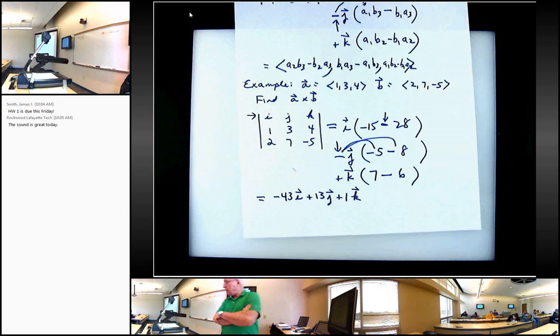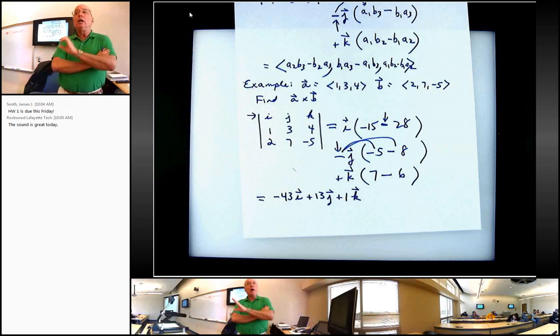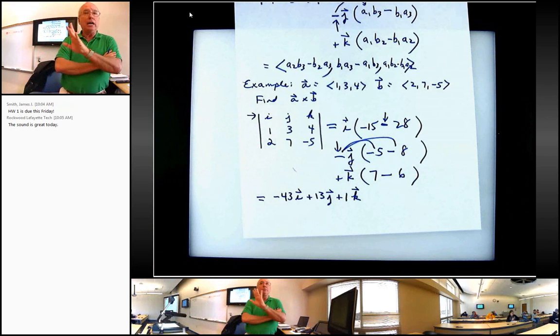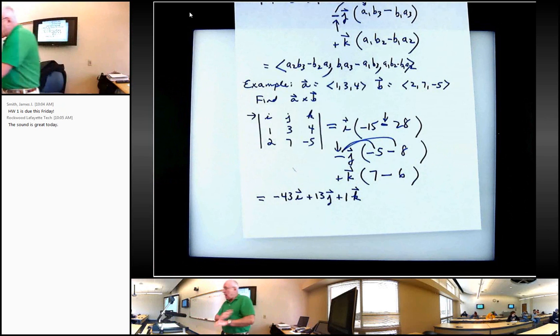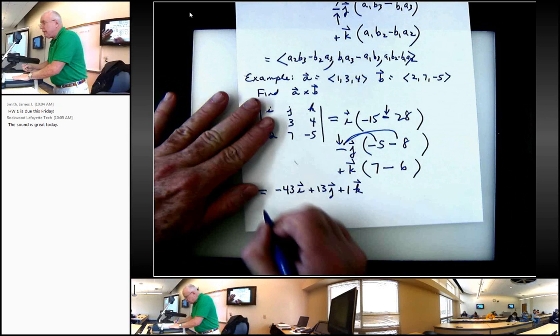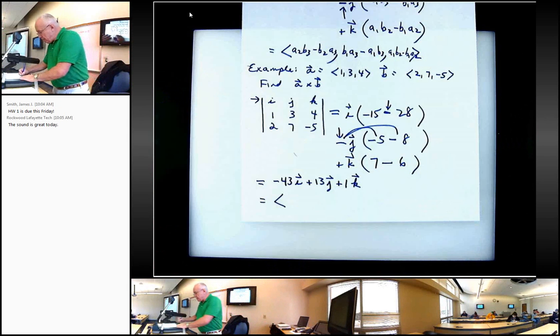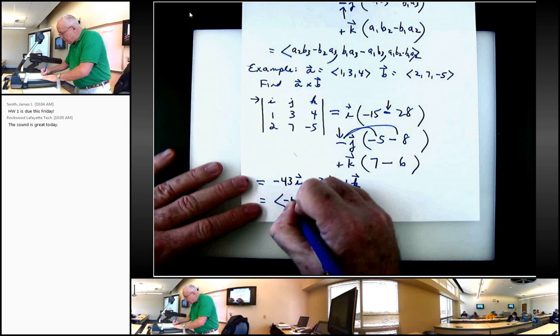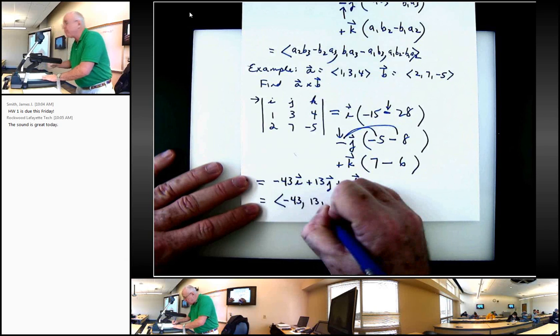Okay, so again, this is one way to write a vector in terms of the I, J, and K. This is also equivalent to, in the angle bracket, minus 43, comma 13, comma 1.